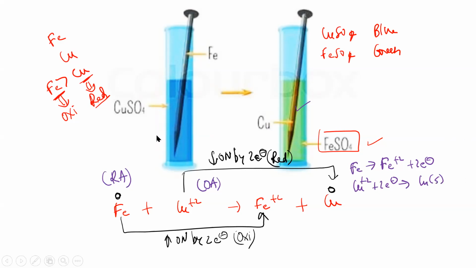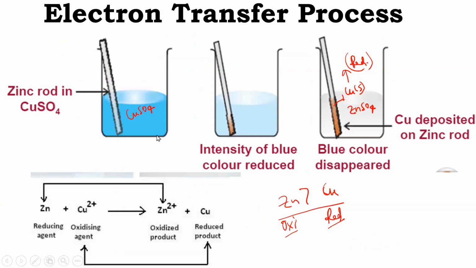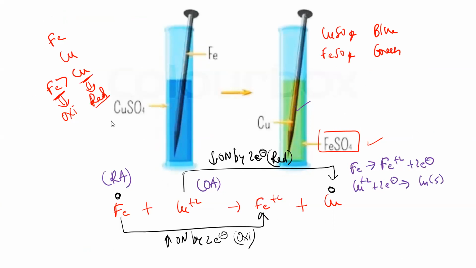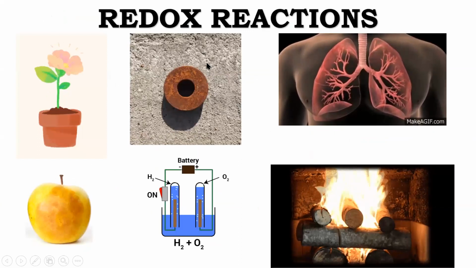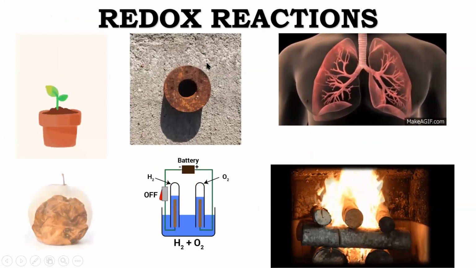I have given you two examples. The first case which was discussed was of zinc and copper, where zinc underwent oxidation and copper underwent reduction. Similarly, here also we saw how iron, being more reactive, undergoes oxidation and copper is getting reduced. So now let's come to the applications.